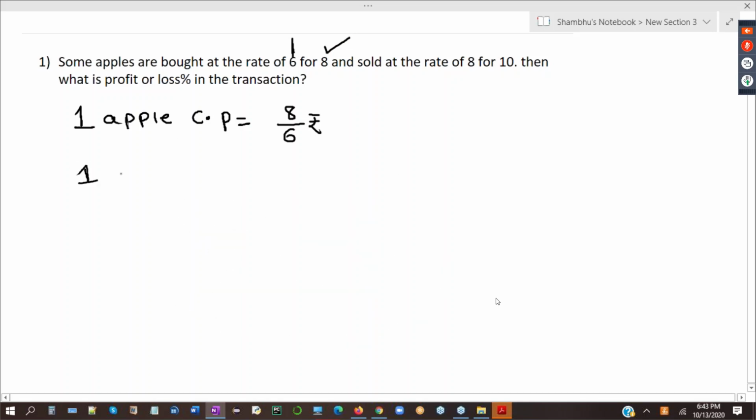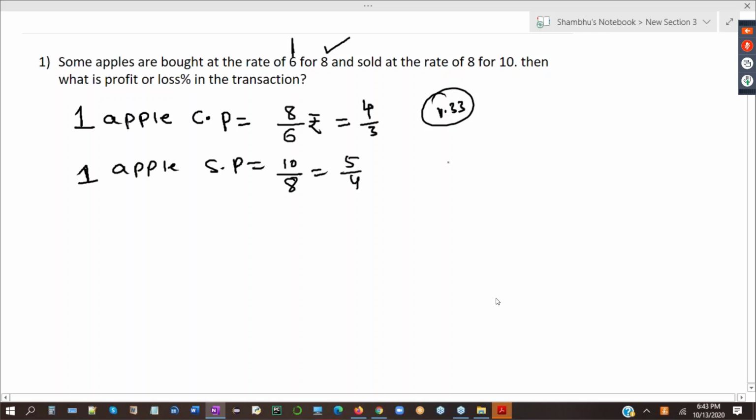Now I will see what is one apple selling price. One apple cost price is 8 by 6, which is 4 by 3, approximately 1.33. One apple selling price is 10 divided by 8, that is 5 by 4, which is 1.25. You can see selling price is 1.25, but cost price is 1.33. So cost price is bigger, it is a loss.